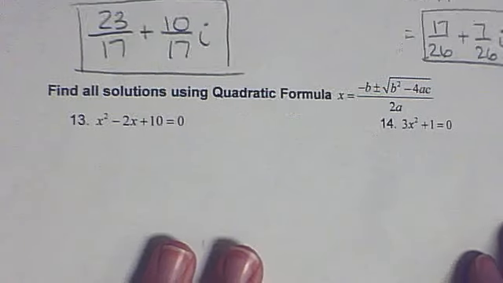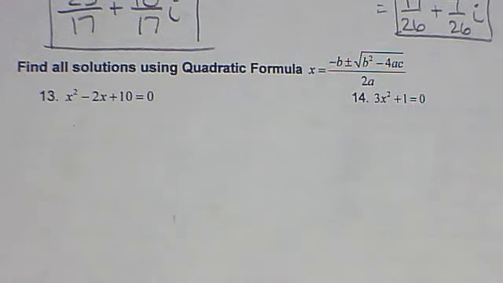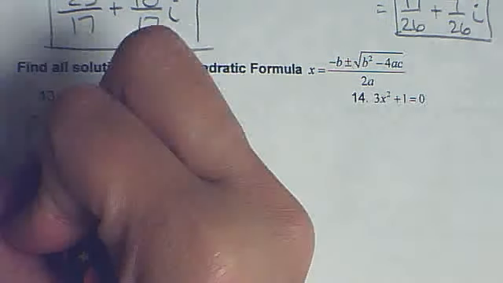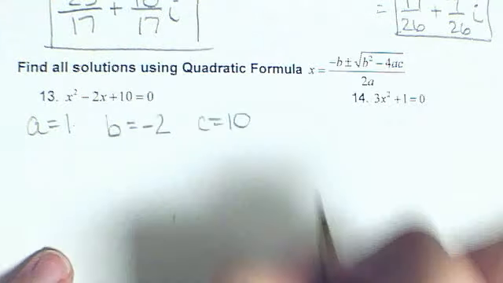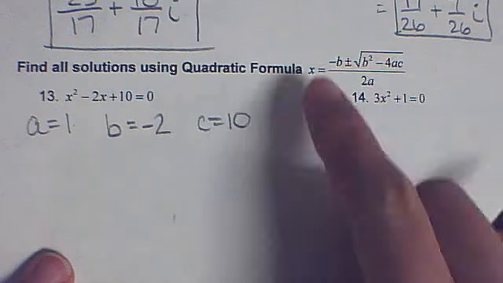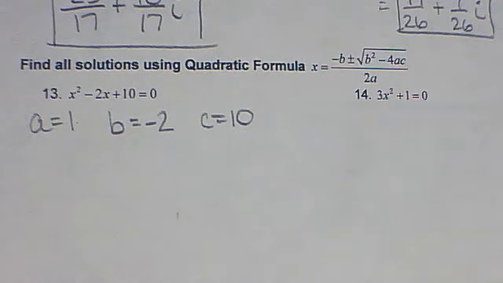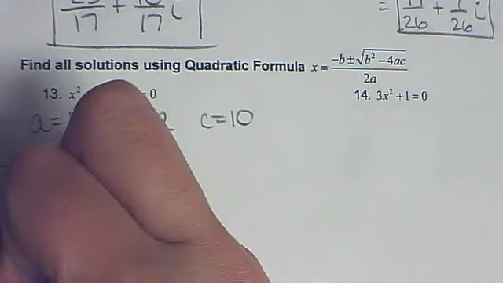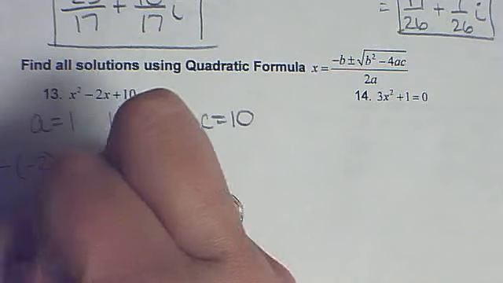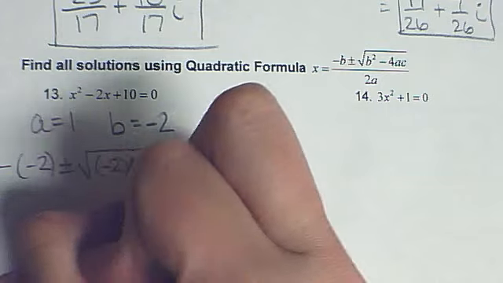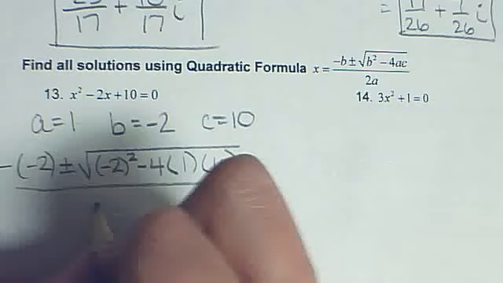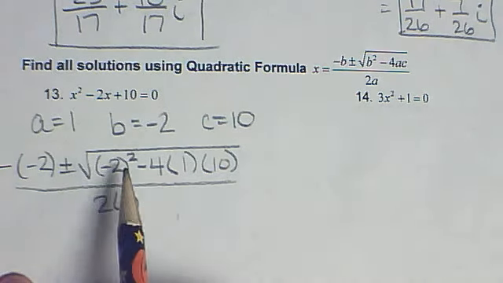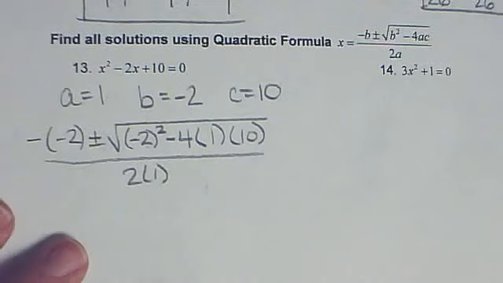Finally, let's solve the last two problems using the quadratic formula. Remember to use the quadratic formula. You're going to start by labeling your values for a, in this case is 1, b is -2, and c is 10. From there, you want to plug it into the quadratic formula, which I will be giving you on your test. So I've got negative b plus or minus the square root of b squared minus 4ac all over 2a.